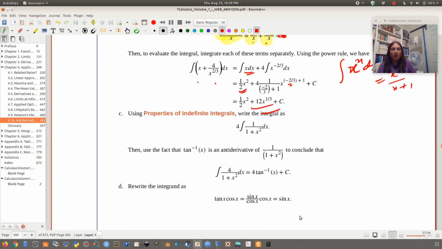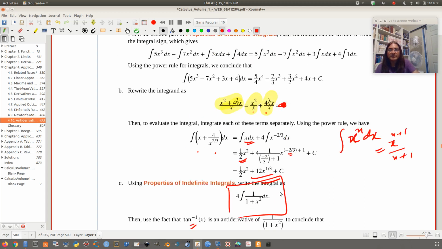Okay, now what about this one? First of all, 4 comes out of the integral. And we know that the derivative of tan inverse x is 1 over 1 plus x squared. So the antiderivative of this, 4 first comes out. And for 1 over 1 plus x squared, its antiderivative, we know directly from the table, is tan inverse x plus a constant.